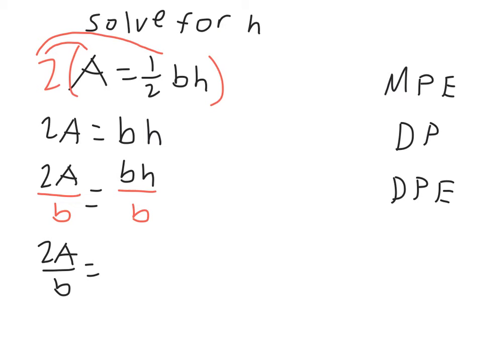And on the right, the b's will end up canceling each other out because you're dividing something by itself. So you're left with just h. So 2a over b equals h, or h equals 2a over b. And that's after we simplified. So that's the first example of this.